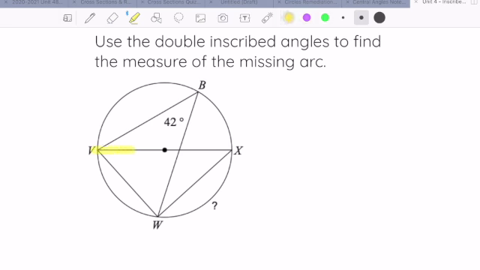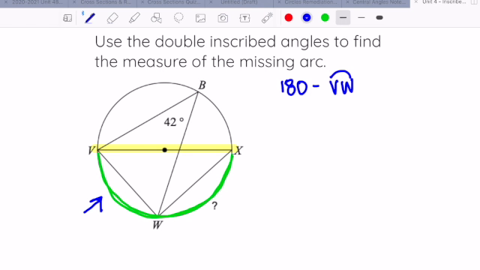I see that I have this diameter right here. And we know that with diameters comes semicircles. So arc XWV forms a semicircle. And the measure of a semicircle is 180 degrees. So if I can find the measure of arc VW, I can subtract it from 180. I can do 180 minus the measure of arc VW. So that's what I'm going to do, because I can use this 42 degree angle to find arc VW.